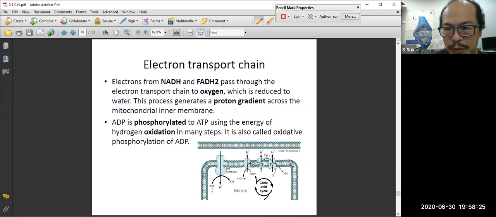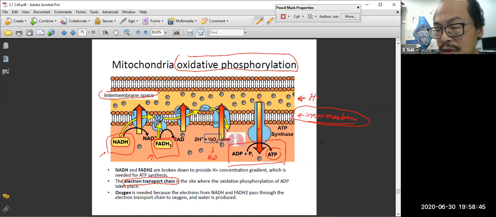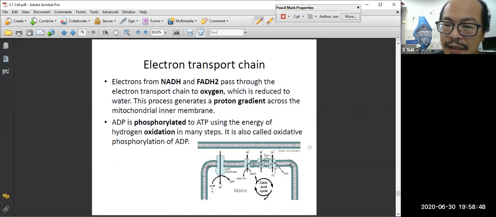So the electron transport chain works because we have this NADH and FADH2. They contribute their hydrogen, and the hydrogen concentration provides that concentration gradient to push through this channel to produce the ATP. And through that, we need oxygen to receive this electron. And this process generates a proton gradient. This proton gradient means hydrogen gradient because H plus is also a proton.